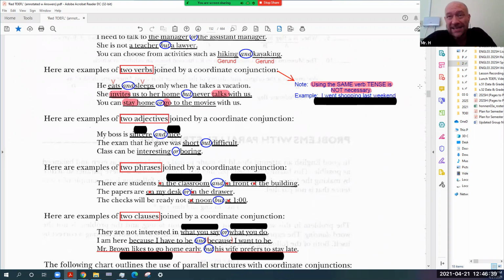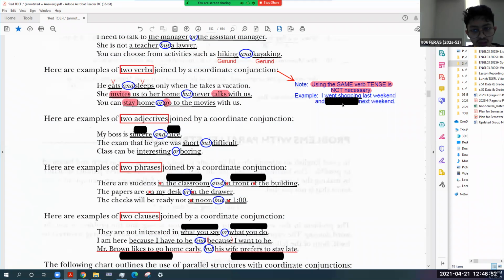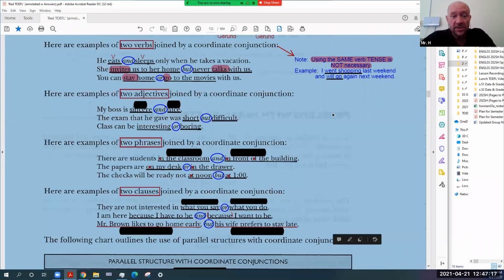In fact, read for past simple. Faraz, example. I went shopping last weekend. And here, what should I use? And I will go next weekend. No subject, just the verb. And will go again next weekend. You see, are they the same tense? No. But they are verbs. They are complete verbs. Went shopping, and also will go is a complete verb. You understand? Let's try the next one here.